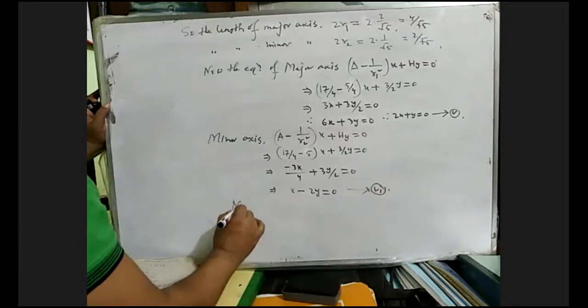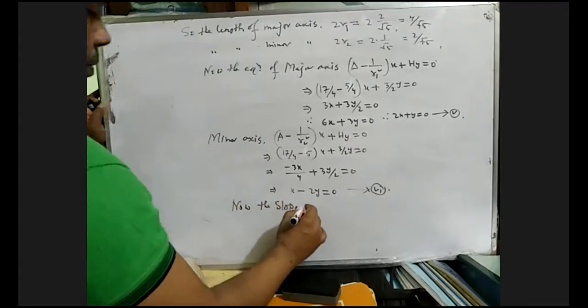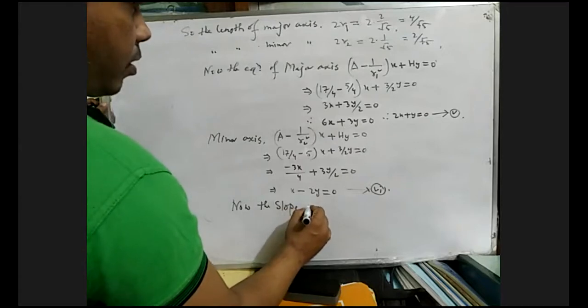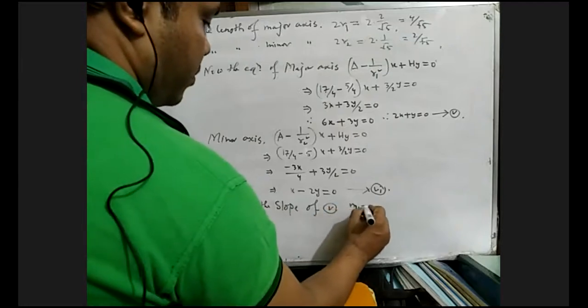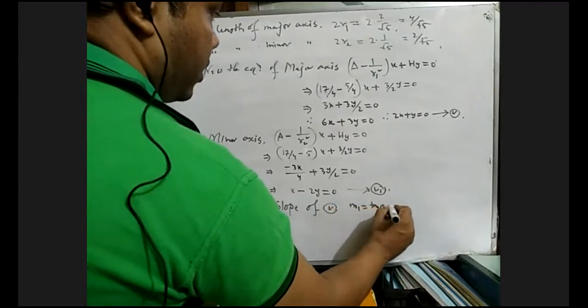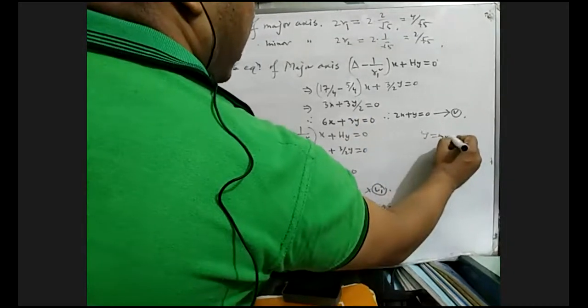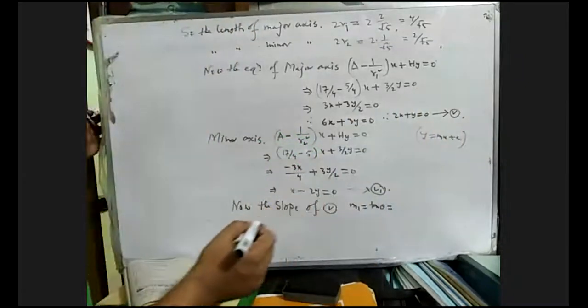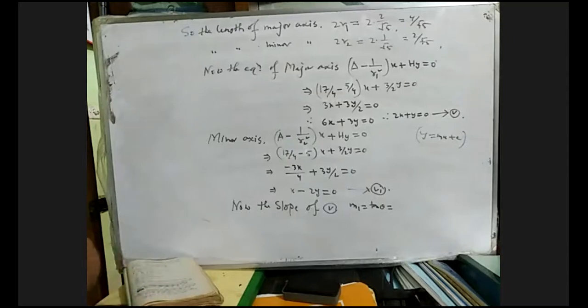Now the slope of 5 what? First slope m1 equals to tan theta, just comparing with y equal to mx plus c, we can find the slope. What will be? Minus 2, right? Slope will be what?